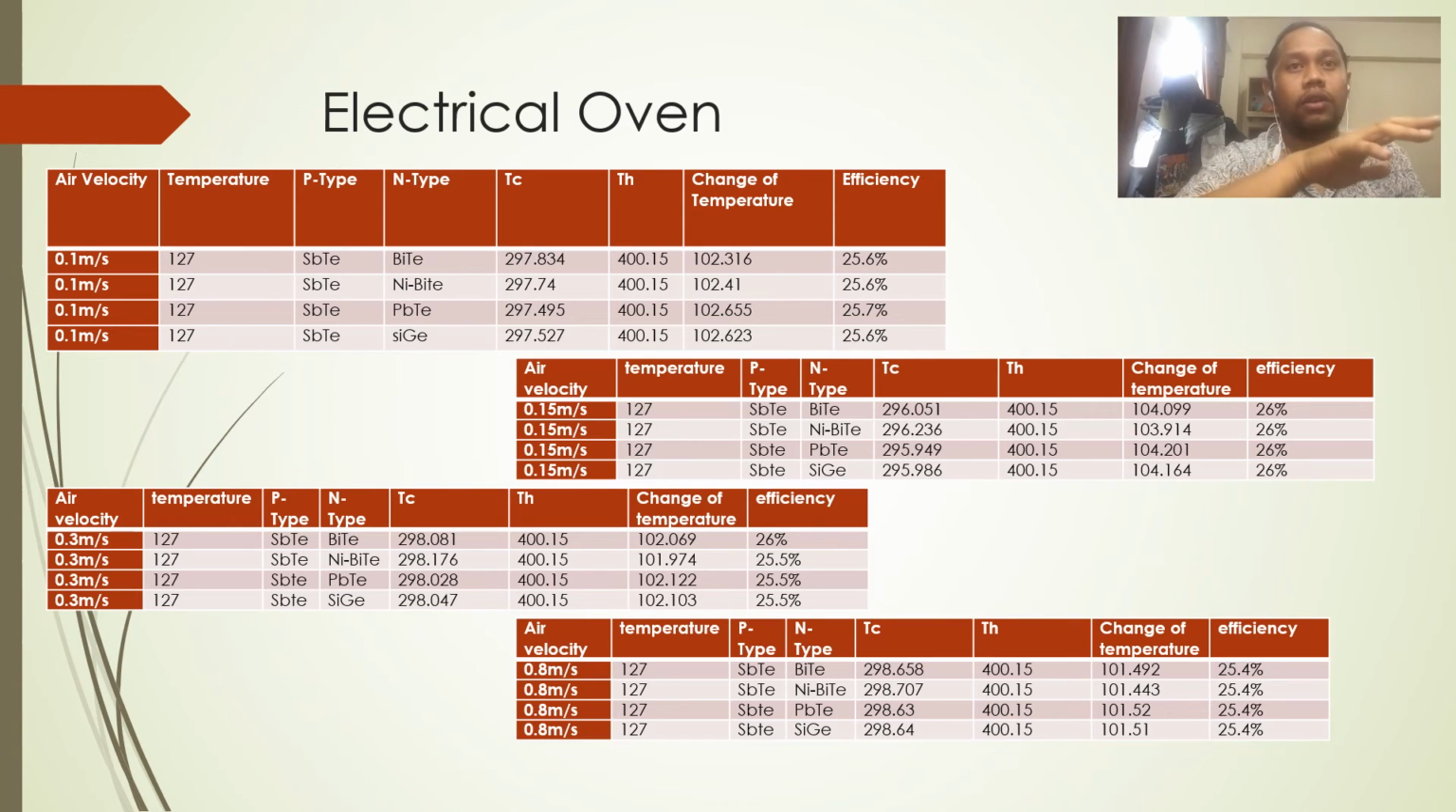For the electrical oven, we can see the efficiency is very average. All the efficiencies from velocity 0.1 until 0.3 are about the same, but for velocity 0.8 the efficiency will drop.